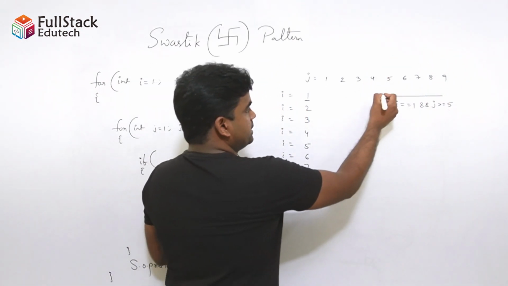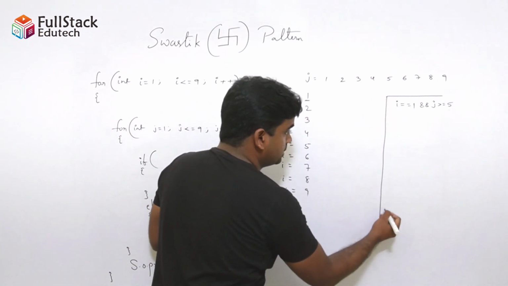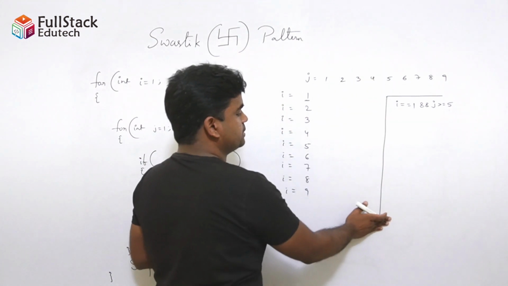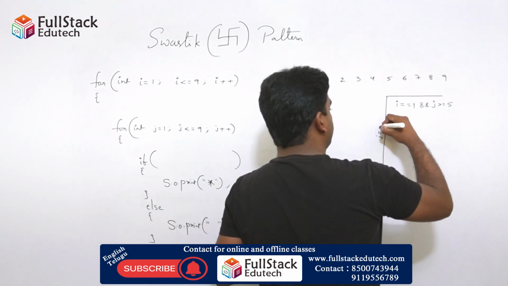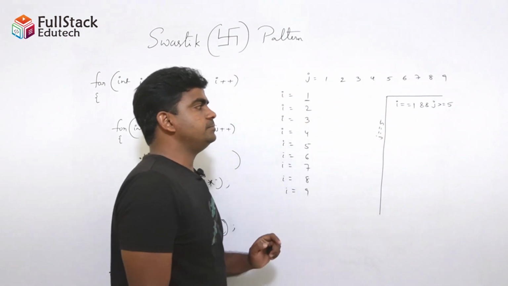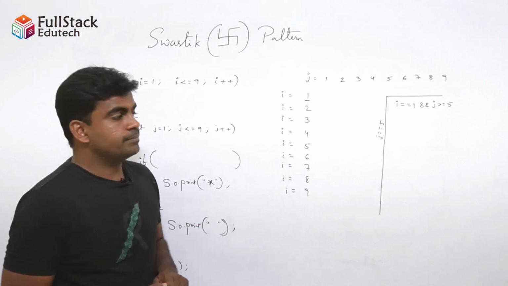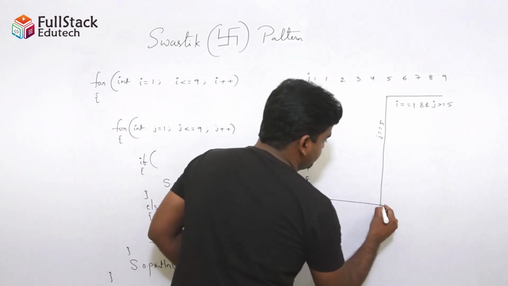Now next I want to print this line. So what is this column? It's the fifth column. So we are displaying that j equals to 5.